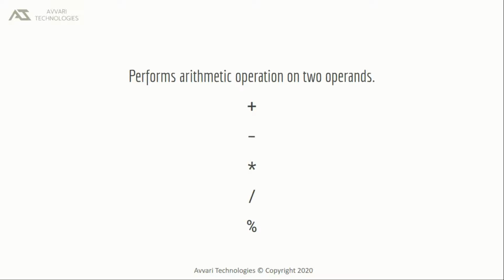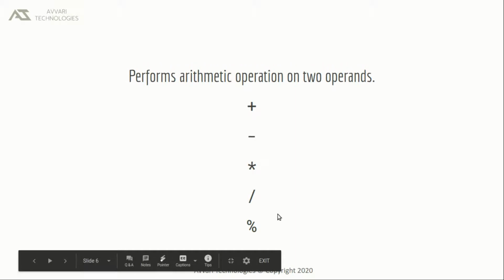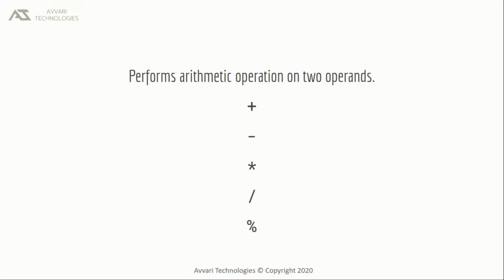Arithmetic operators perform arithmetic operation on two operands. Here is a list of arithmetic operators: plus, minus, multiplication, division and modulus. Modulus returns the value of the remainder when we divide two numbers.